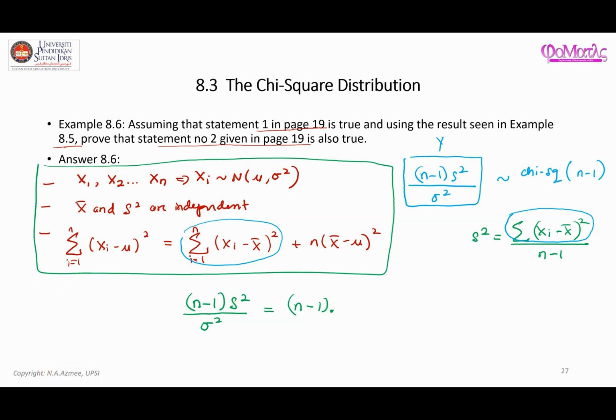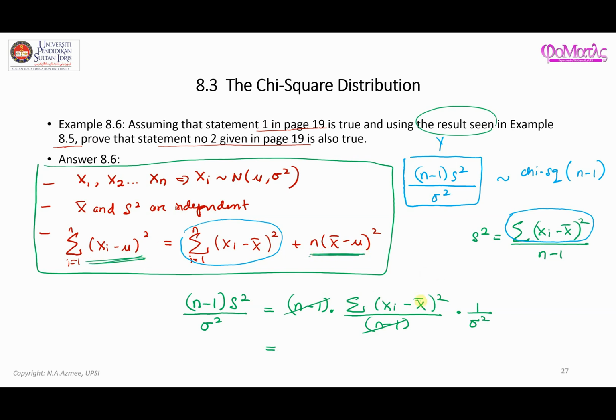(n minus 1) S squared, where S squared is this thing, the summation of Xi minus X bar, squared, over n minus 1. This is over sigma squared, which can be written as times 1 over sigma squared. It is the same thing. Therefore, the n minus 1 can be cancelled out. And I'm going to use the result in example 8.5. Therefore, this guy here is going to be replaced with this thing minus n times X bar minus mu, squared.